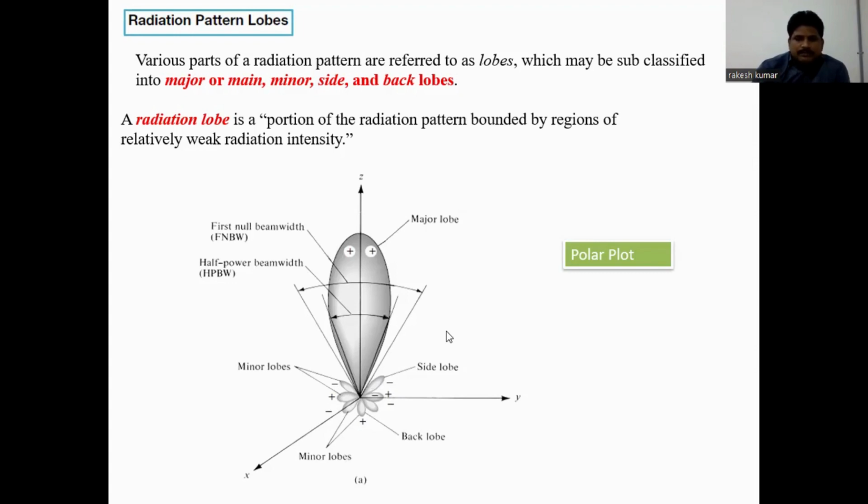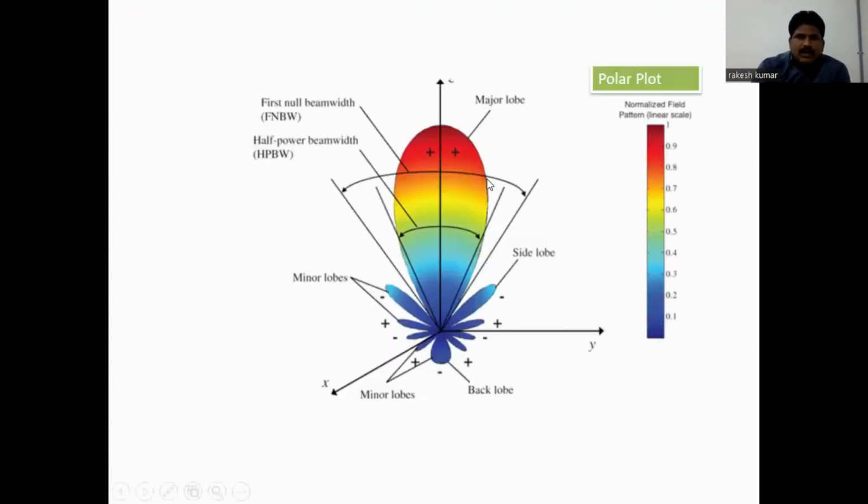For example, this is a radiation pattern, expressed in a polar plot. This type of representation is called a polar plot. If you observe here in this polar plot, this is your major lobe, and all remaining lobes except this major lobe, we call minor lobes.